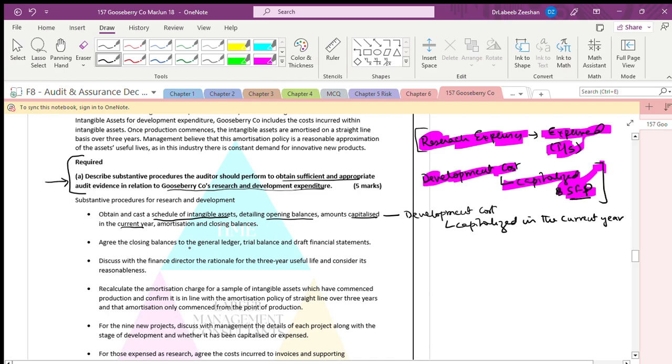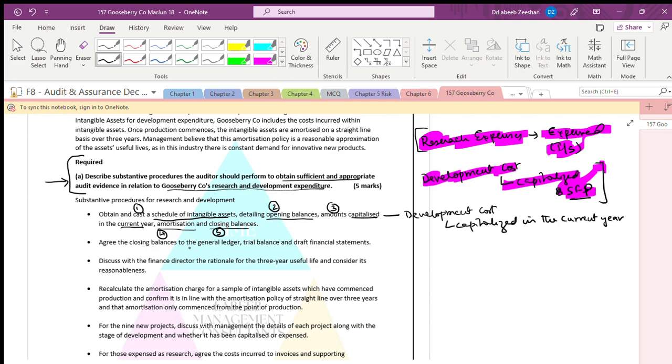And amortization, how much it has been written off, and what is the closing balance. Very structurally, what it says is: obtain and cast the schedule of intangible assets, getting the opening balances, identify the amount which has been capitalized, how much has been written down, and what is the closing balance. It's very easy to make it a point.